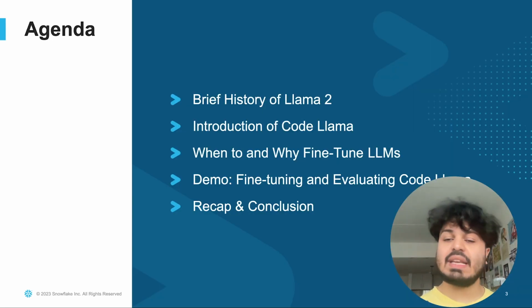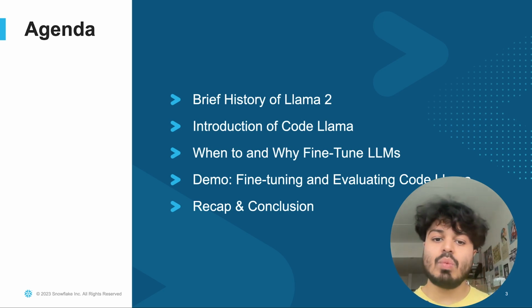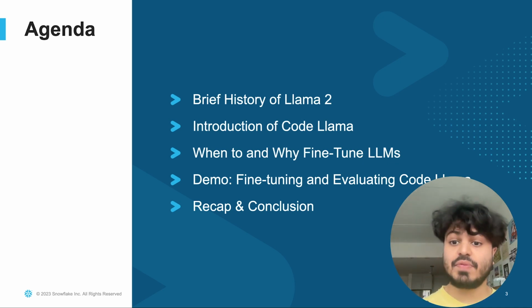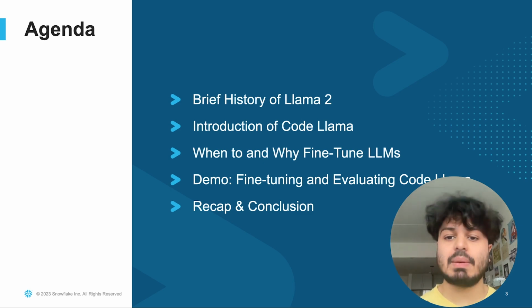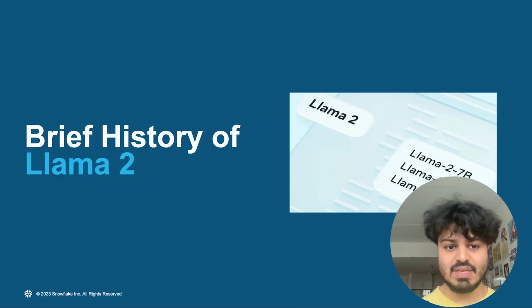So before we get into any of the demo, we'll first talk about why we care about a model such as Llama 2. Then we'll talk about how Code Llama 2 differs from Llama 2 and why it exists. Then we'll think about when comes the opportunity for us to fine-tune these large language models, specifically for our datasets and use cases. And lastly, we'll actually run through that process through a Colab and a couple dashboards. So first, let's talk about Llama 2.